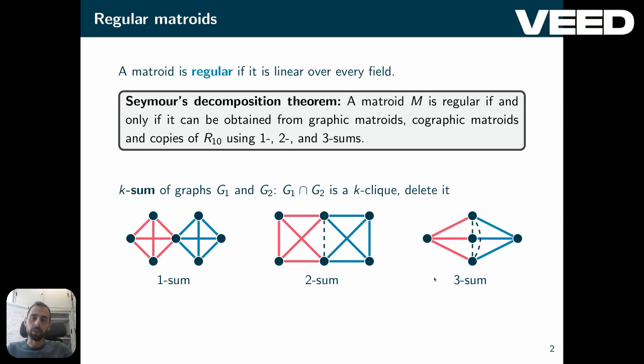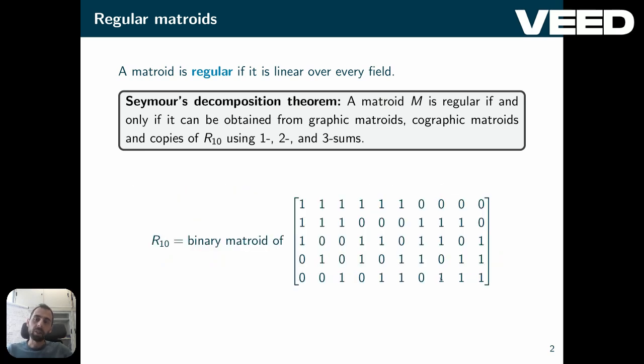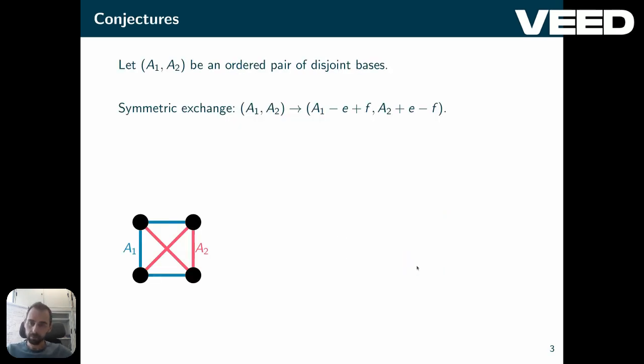Okay, and what is the matroid R10? This is a matroid that can be represented by this matrix that you can see here. Think of the elements of the ground set as the columns of this matrix, and independence is then defined as being independent over the two-element field. So we consider some elements of the ground set to be independent if they are independent over the two-element field. Okay, so after this short introduction, let me specify the problem that we are interested in.